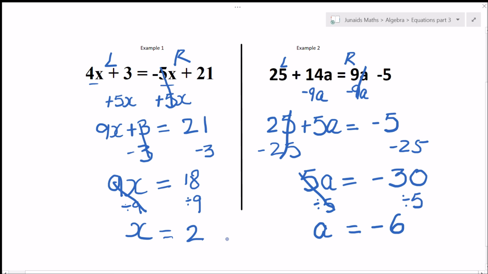You can always put the solution back into the equation and check if your answer is right. And we have seen this in the previous videos. If you want to see how to actually check if your solution is right, you can watch my other videos and stay up to date.